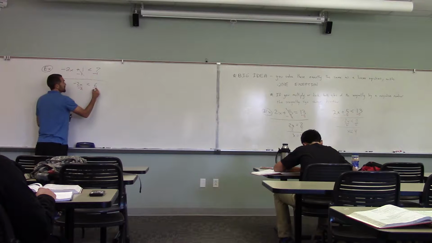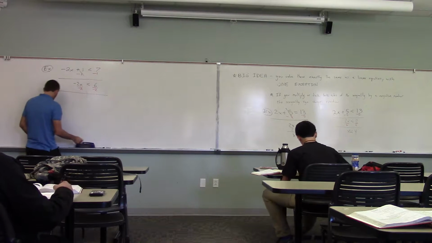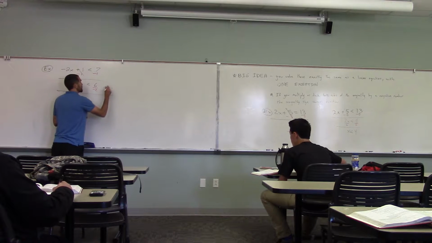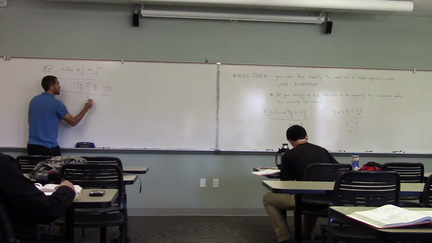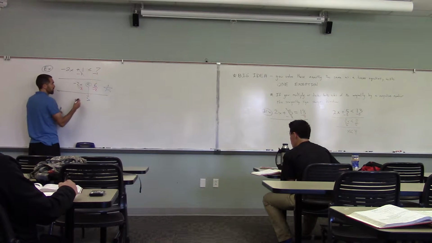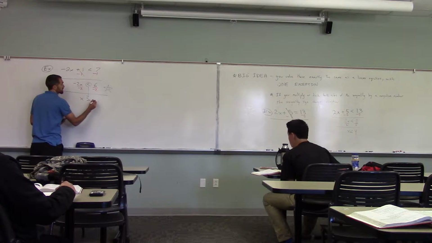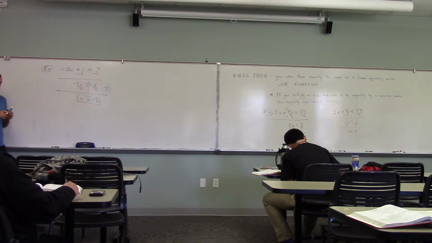divide by negative 2, except, oh, this is that super important divide by a negative. So we have to switch the sign's direction. It's now pointing the other direction. You say why, and we'll talk about why. And this becomes x is greater than negative 3. And there's your answer. Okay?